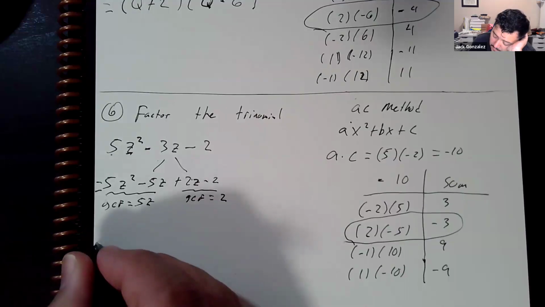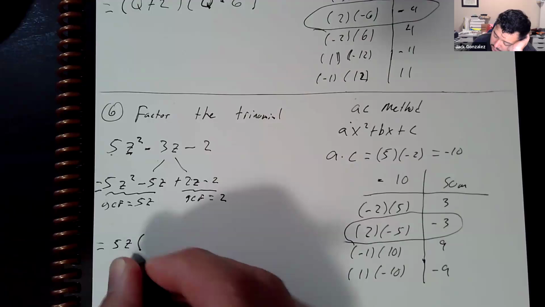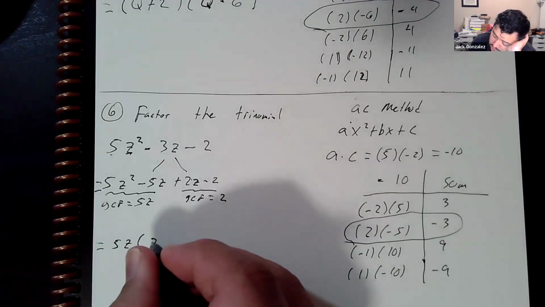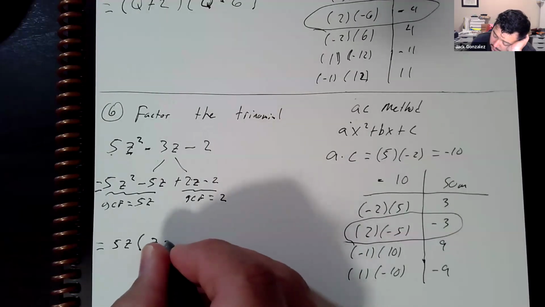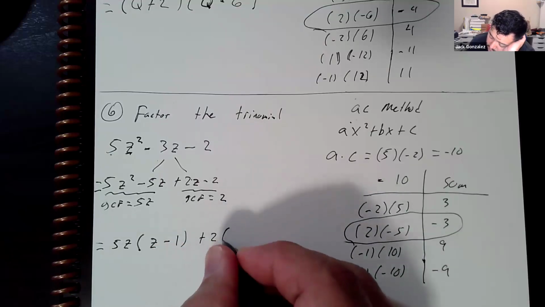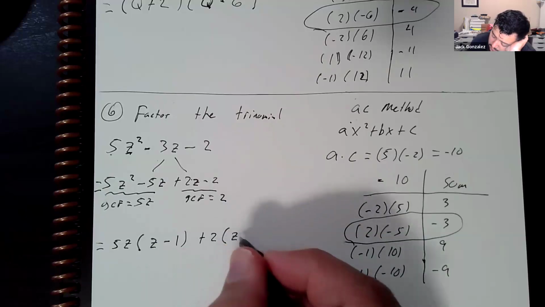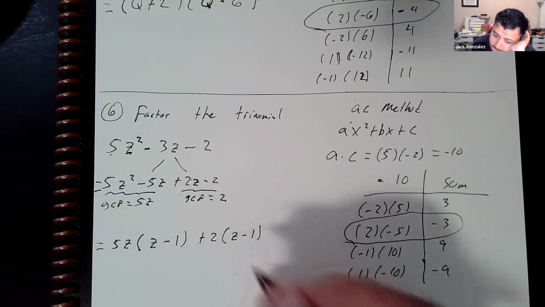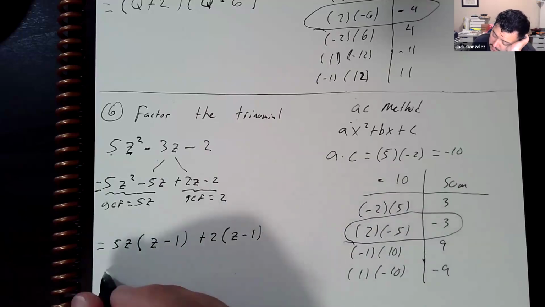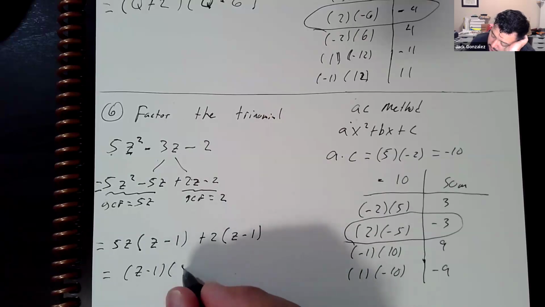See what I mean? Pull out the 5z out of the first two, we'll get z minus 1. Pull out the 2 from the second group, get z minus 1. Now factor z minus 1, and we're done.